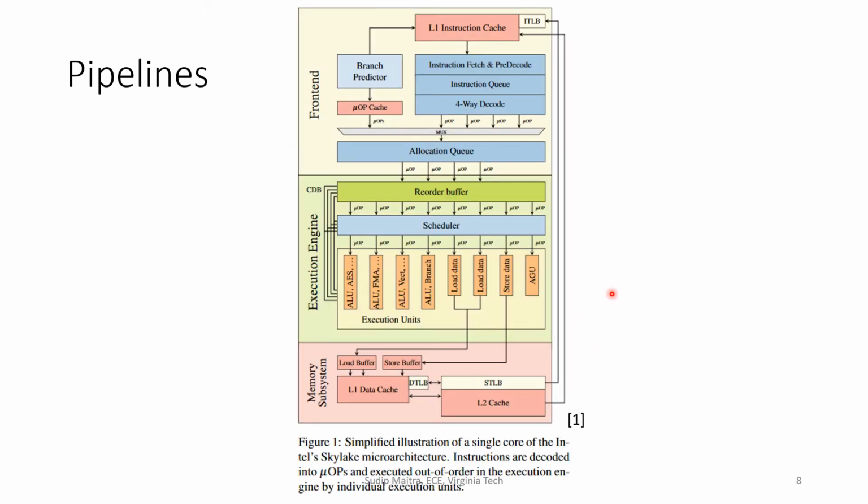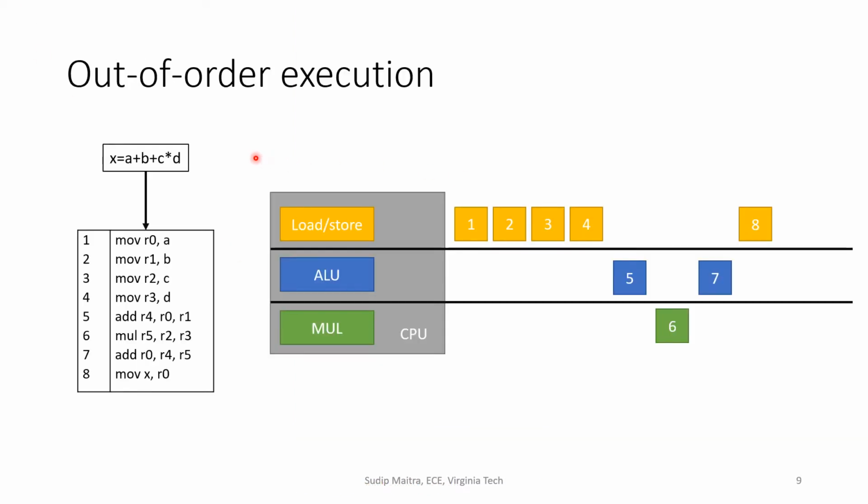Here we have a modern Intel Skylake architecture, and as you can see, there are multiple ALU units and load store units that can run in parallel, given the operations are independent from each other. So let's try to understand what out-of-order execution is. Let's say we have a certain operation that we need to do, and let's translate that into assembly.